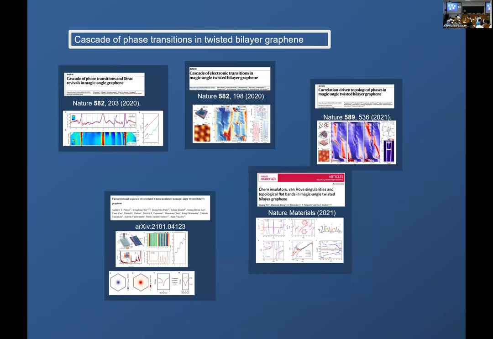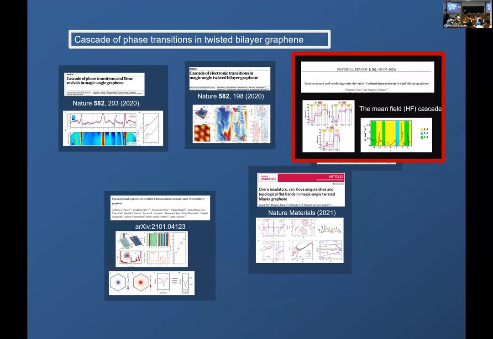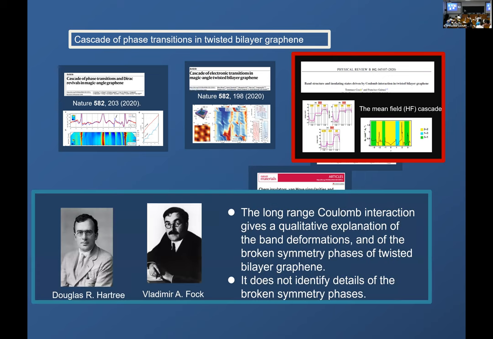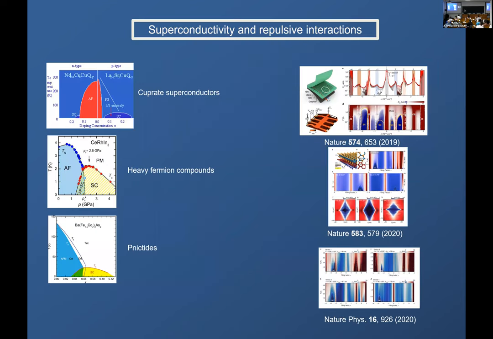Okay, so again, these Hartree-Fock results give you a possible explanation of the cascade, the number of polarized phases and so on, which maybe are observed in twisted bilayer graphene. So let me summarize this part of the talk by saying that relatively simple and straightforward Hartree-Fock calculations give you a lot of information about what's going on in twisted bilayer graphene.